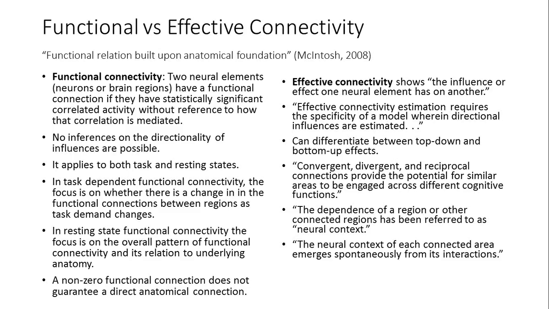In task-dependent functional connectivity, the focus is on whether there's a change in the functional connection between regions as task demands change. In resting state functional connectivity, the focus is on the overall pattern of functional connectivity and its relationship to underlying anatomy. So when we're looking at the functional connectivity, we're saying there is connectivity, and are the underlying regions working? Are they talking together reasonably? And that's what we're seeing in our mapping system and in most of the other mapping systems.